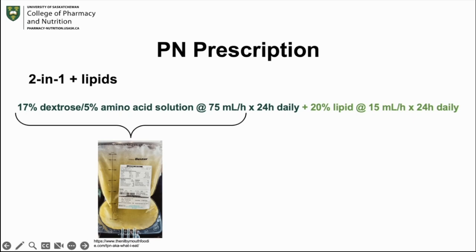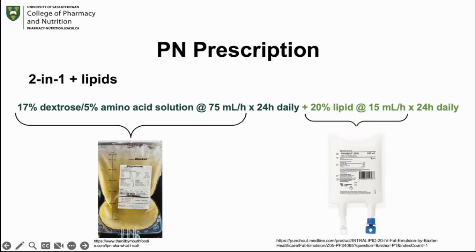Here we have an example of what a 2-in-1 plus lipid prescription would look like. This is a generic prescription, and it is important to note that hospitals typically have standard order sets for PN, which this information would be written on. The order sets also include a space to denote the additives you would like to include in the solution.